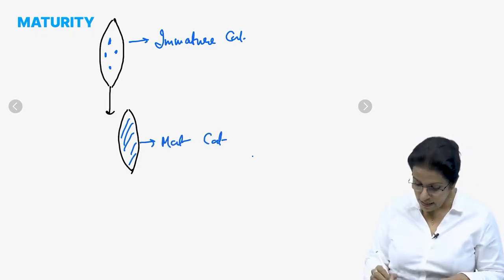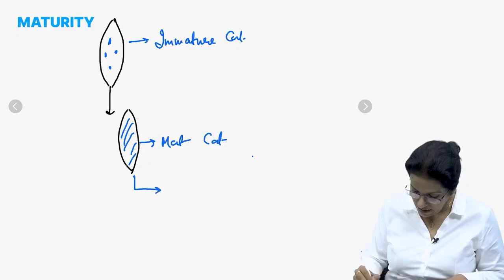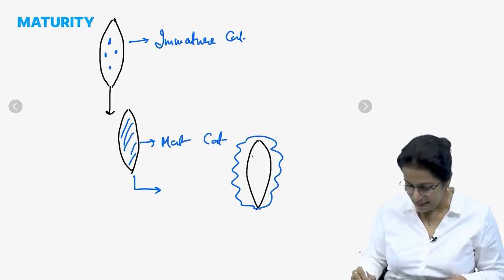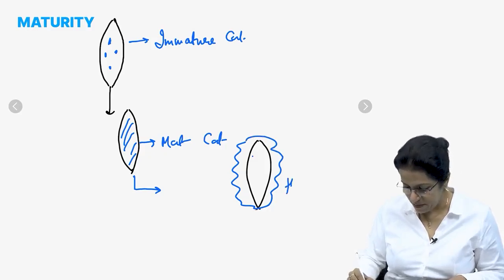And lastly, when there are degenerative changes, okay? If this is the lens, there is liquefaction of the cortex, there is some wrinkling of the capsule, and this is the stage, what is this? Hypermature cataract. Are we clear?